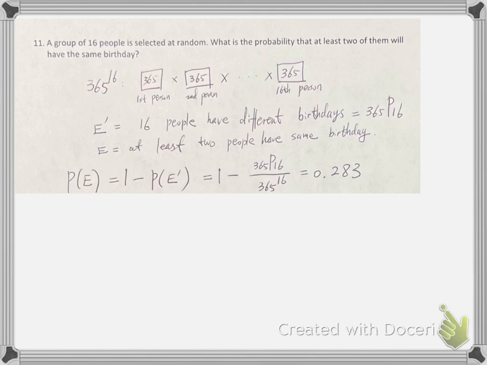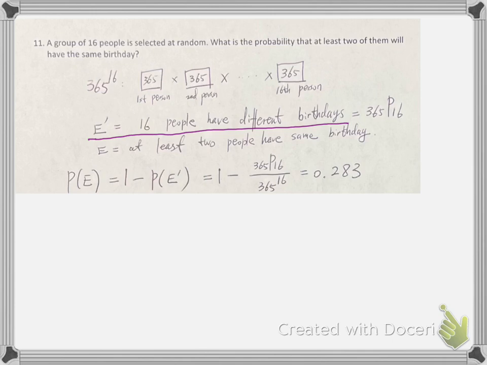Okay, so now this number 11 is the birthday question, right? You have to understand the numerator, the denominator, and when we use 1 minus. First, we want to see the probability of same birthday.